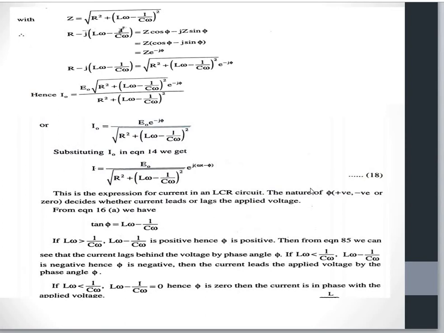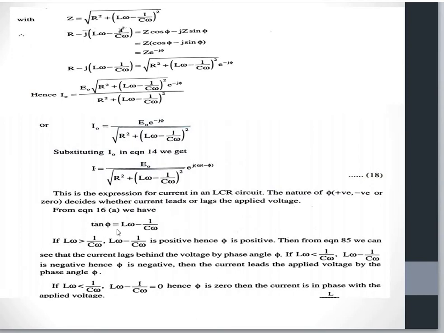In this case, the phase relation between the current and voltage may be positive, negative or zero. So voltage may lag behind the current, or current may lag behind the voltage. Sometimes they are in phase. Okay. So this is decided by the factor tan phi.